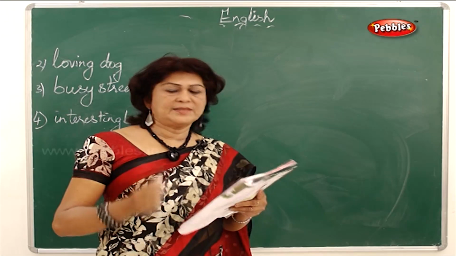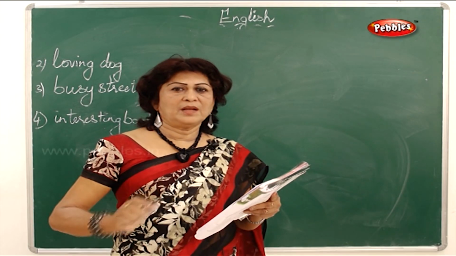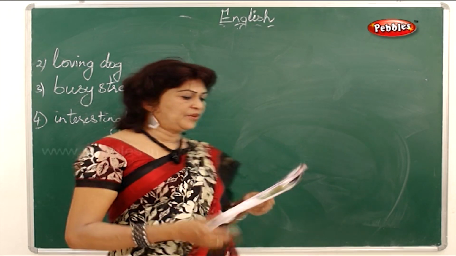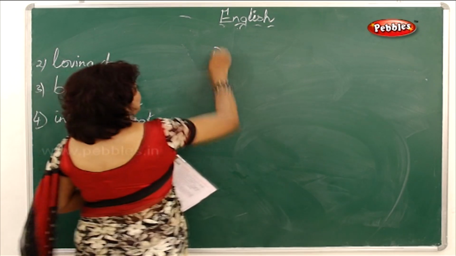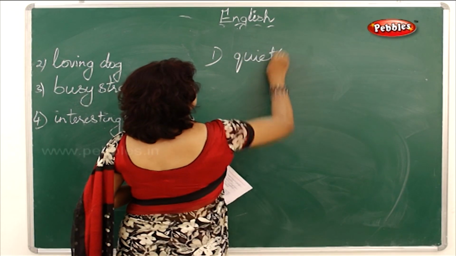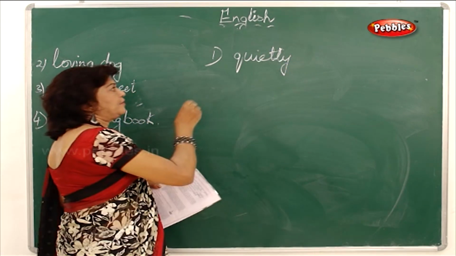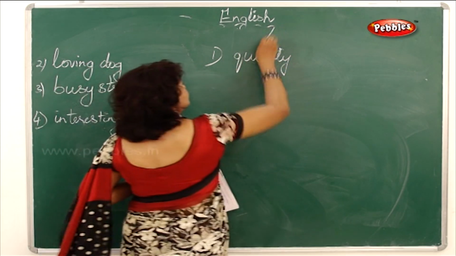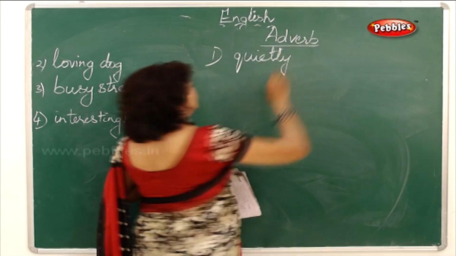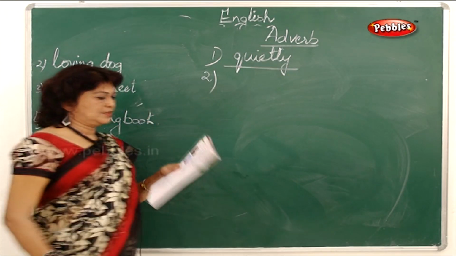Okay, now this girl is very quiet. Quiet is an adjective. She is a quiet girl. Now how does she leave? How the adjective is transformed into an adverb we find here. So the first one is quietly. And what part of speech is this? This is an adverb. Okay. Quietly is the first one.